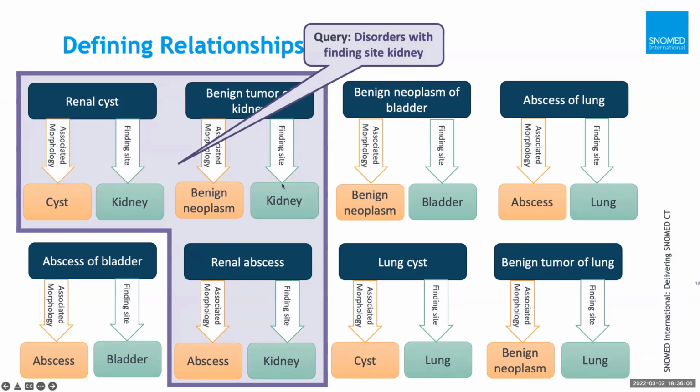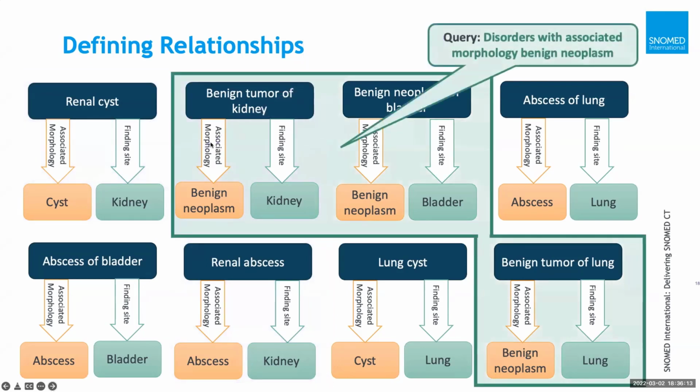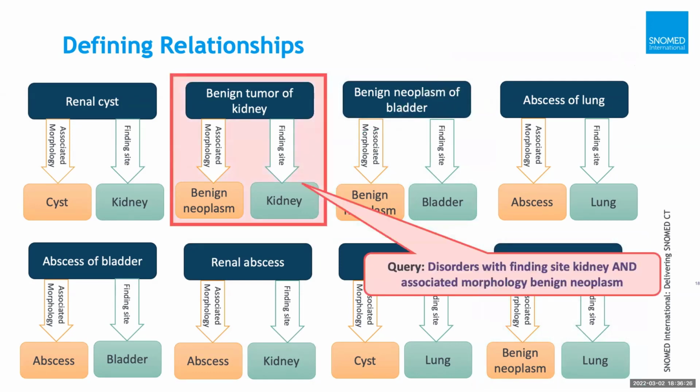And we may want to do a second query to match on those findings that have a benign tumor morphology. So we can use the other relationship to identify those concepts. And then if we combine those 2 queries together, we can find concepts which have both a morphology of benign neoplasm and a finding site of kidney, and then we would only find one concept. So it's like set theory. When you do this, you have these different types of characteristics, and then you specify in your queries what characteristics we want to query on.